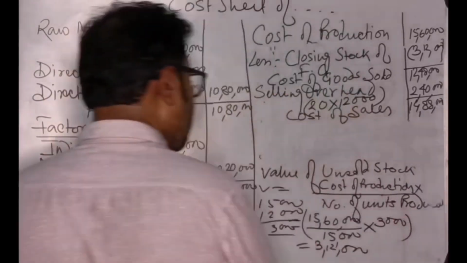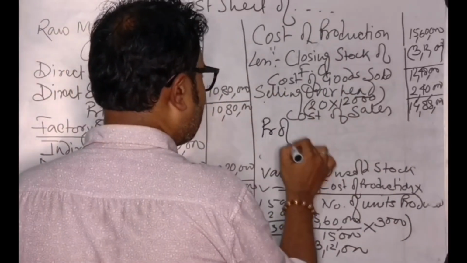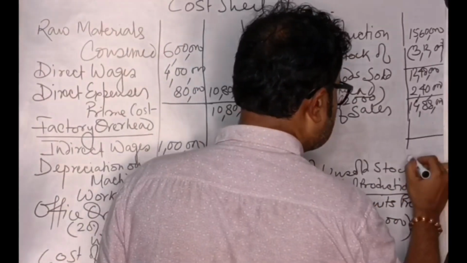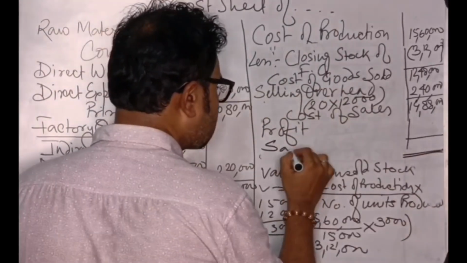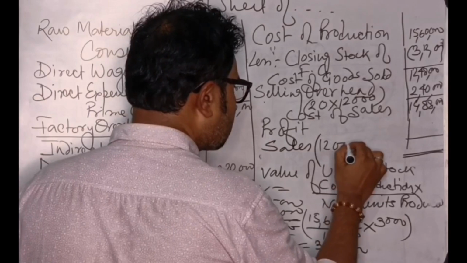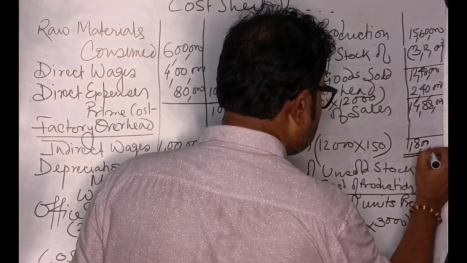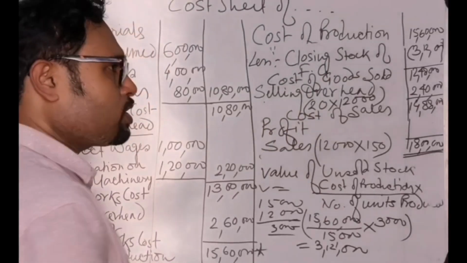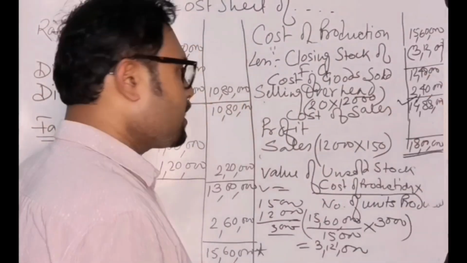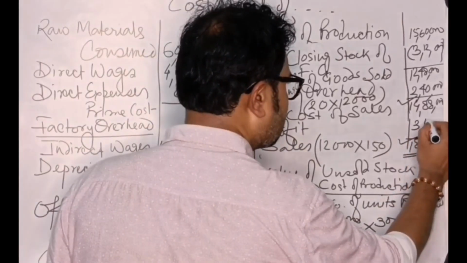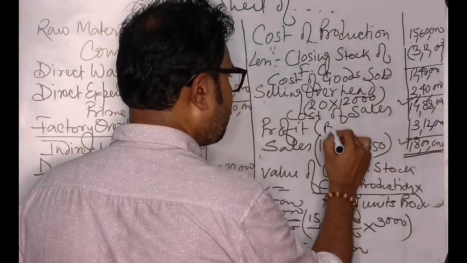Then we write generally our profit. Write profit. That we don't know. We know only the selling price. What is the selling price of the sales? It is 12,000 units at rupees 150, meaning 18 lakh is the selling price. You can see cost was 14 lakh 88,000 and 18 lakh is the sale price. The difference, 3 lakh 12,000, is our profit. It comes as the balancing figure.